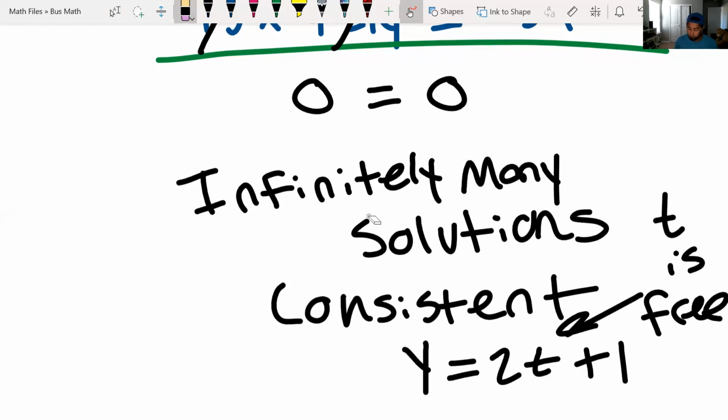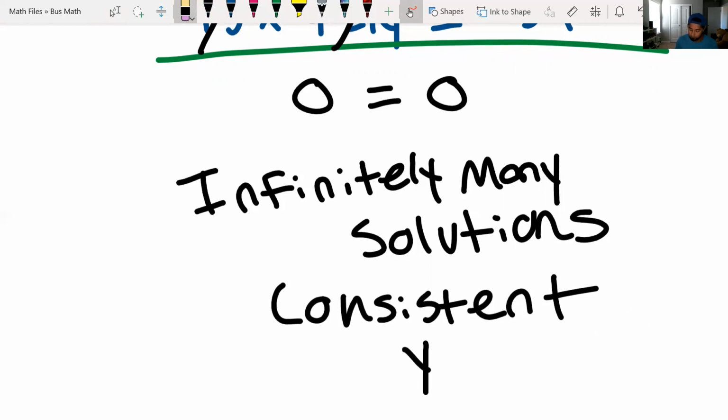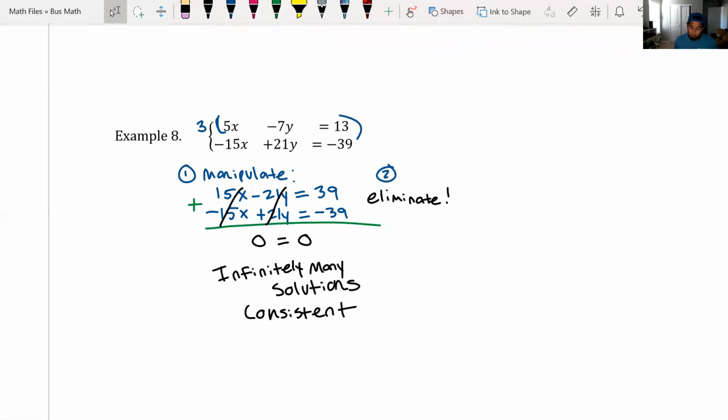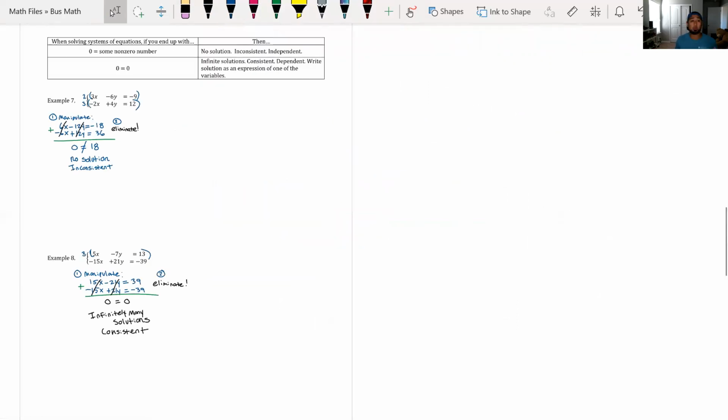So, whoops. Something to think about. Okay, there you go. So we ran into those issues. We got an inconsistent system, and we got a consistent system with infinitely many solutions.